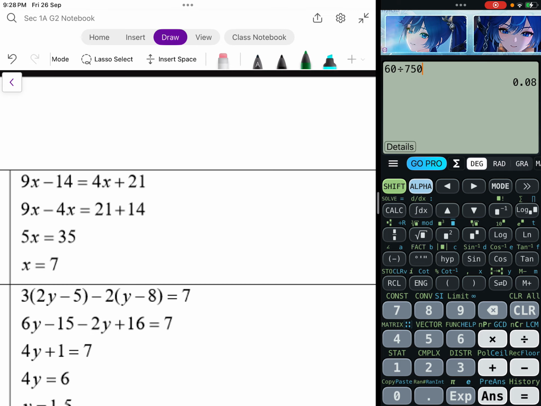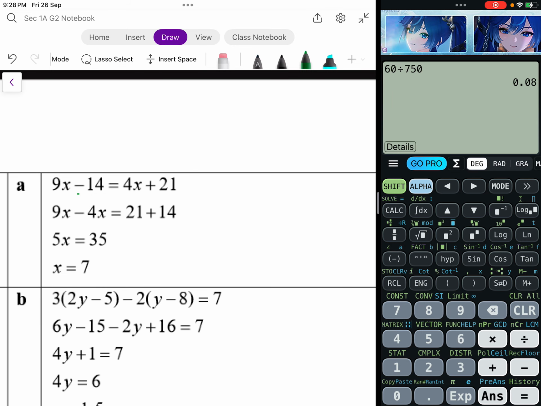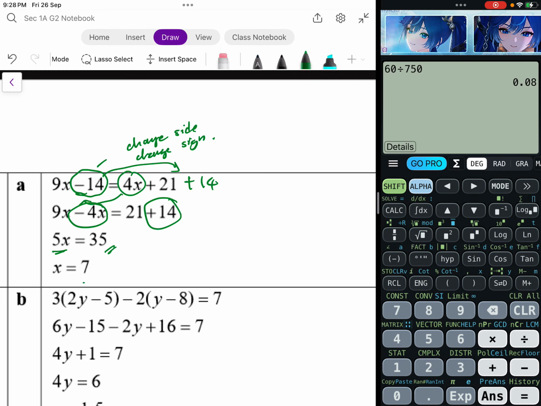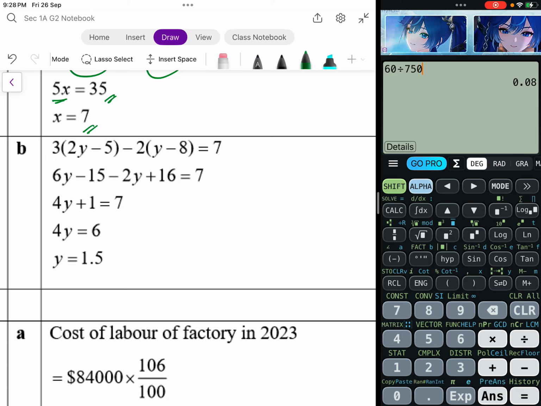So next one, solving the equation. Solving the equation should be quite easy now. So from here, change sign. This one comes over, becomes plus 14. This one goes over, becomes minus 4x. So from here, 9 minus 4 is 5x. 21 plus 14 is 35. Divide by 5, because 5x equals 35. So 1x will be 7.